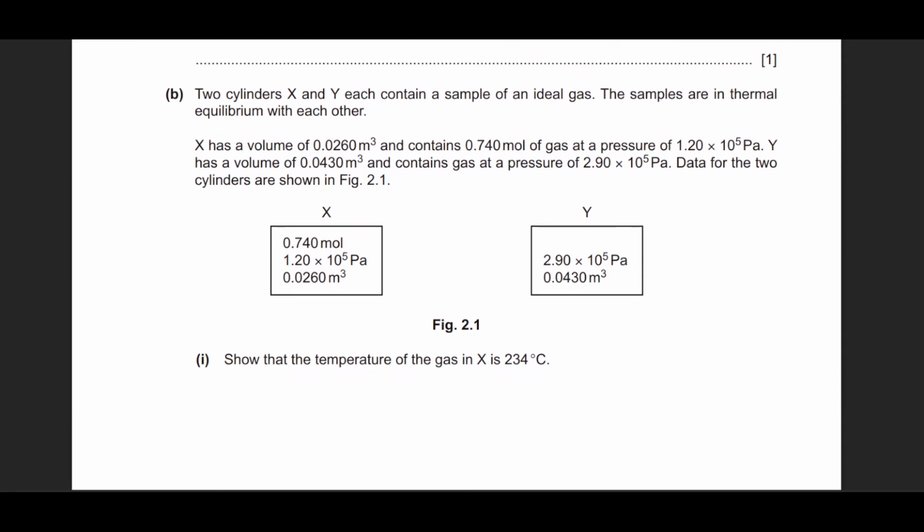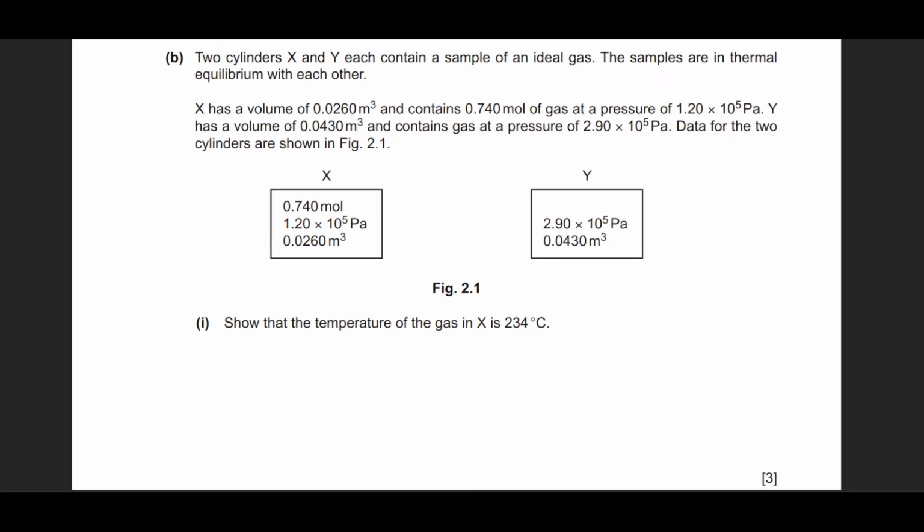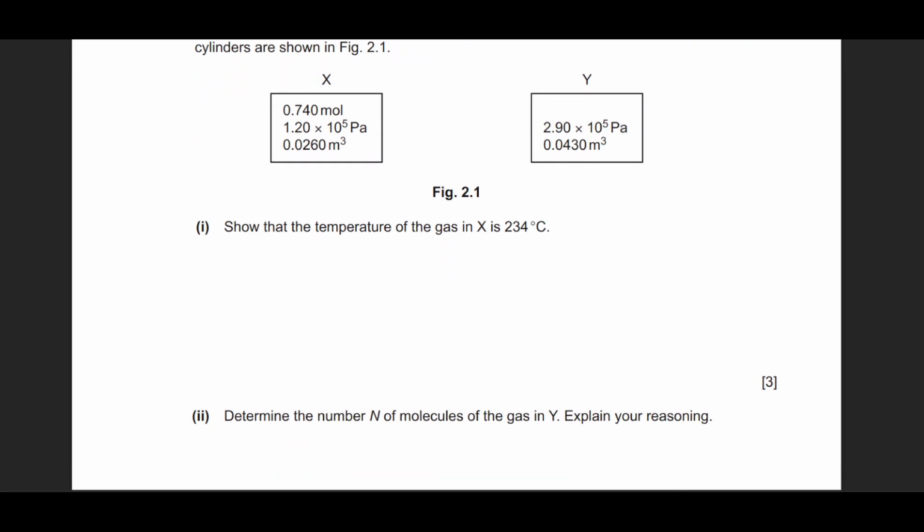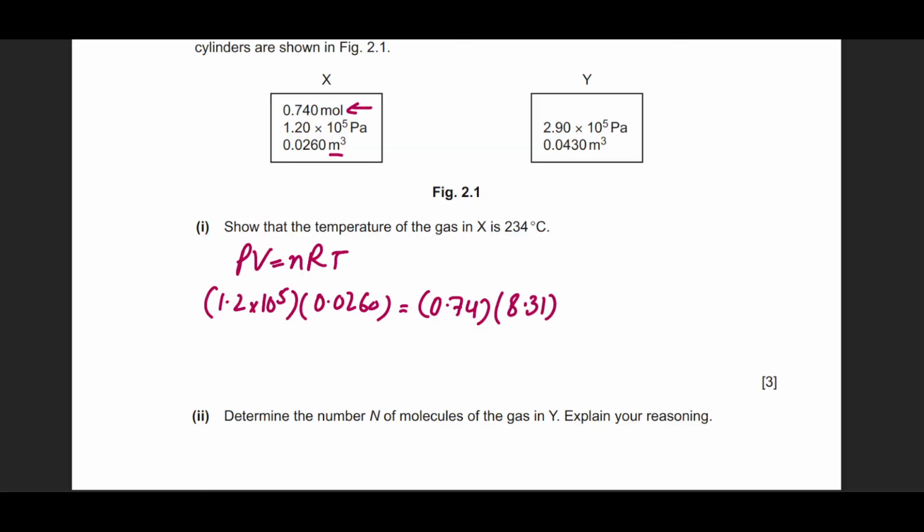In the next part, he says that there are two cylinders with the respective values given to you in the question, right? He says, state the temperature of gas X. Now, we will use the thermodynamic equation, which is PV equals nRT, and we just have to plug in the values. So pressure is given to us as 1.2 into 10 raised to power 5. Volume is 0.0260 in the unit meter cube. N is the number of moles, which is 0.74 given over here, right? And R is the universal gas constant as 8.31. You can check this in the data booklet as well.